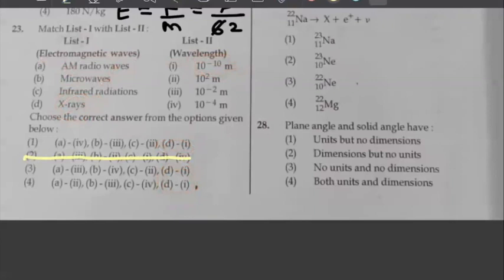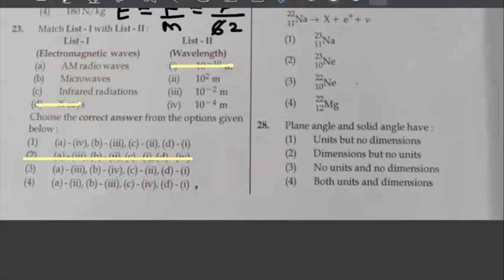Eliminate this one. Then I compare the options 2 to 4, and nothing is matching, so we need to guess. X-ray is gone. Now infrared, microwaves and radio waves. Radio waves, they have AM radio waves, which should be in a few megahertz. So if I consider megahertz as 10 raised to 6 hertz frequency.